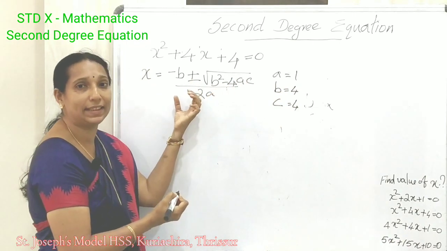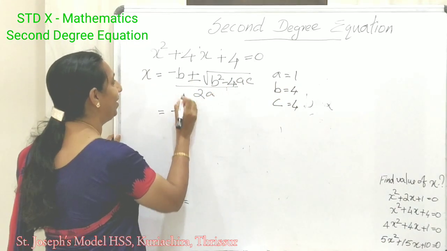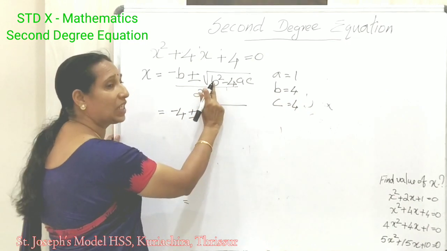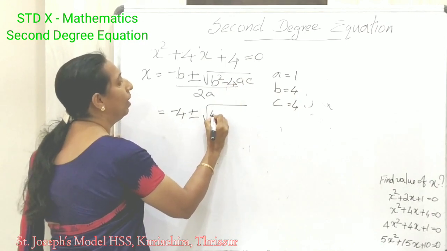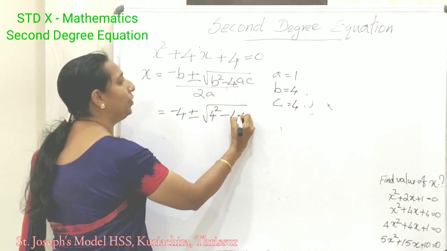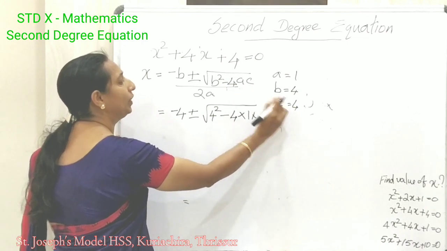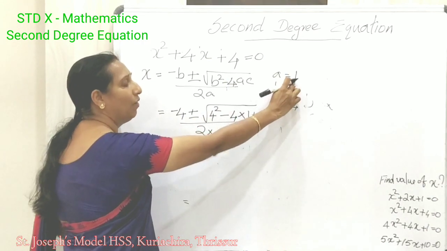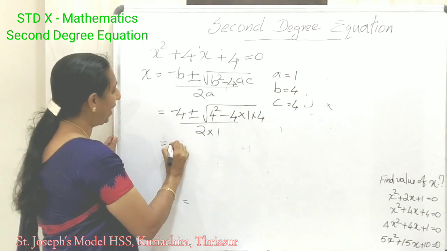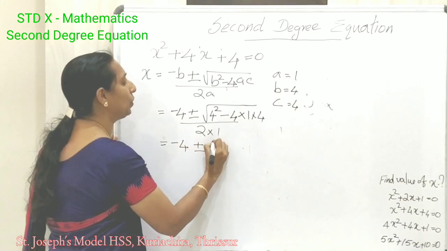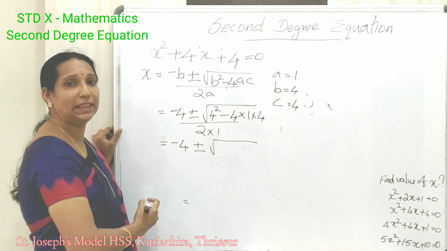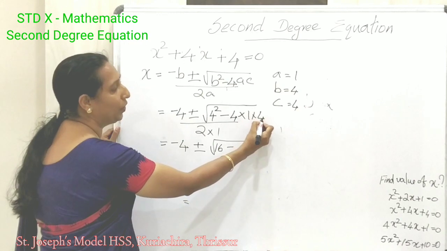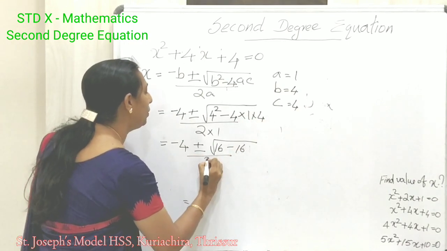Substituting these values in this equation, that is equal to minus b. The value of b is 4, plus or minus square root of b square. B is equal to 4, then b square becomes 4 square, minus 4 into 1 into, what is the value for c? 4. All divided by 2 into, what is the value of a? 1. That is equal to minus 4 plus or minus square root of 4 square. 4 square means 4 into 4, that is equal to 16, minus 4 into 1 into 4, 4 into 4 is 16, all divided by 2.